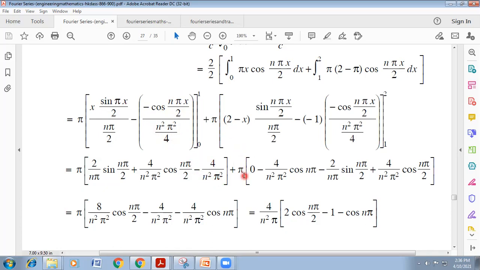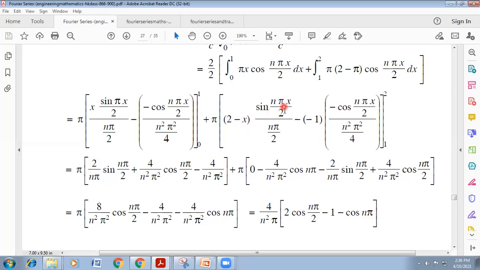Now plus pi. After putting x equals 2, 2 minus 2 is 0, so this will become 0. Then here putting x equals 2, the 2 will be cancelled, giving cos n pi. Minus minus plus, plus minus minus, this will become the inverse 4 by n squared pi squared. Then putting x equals 1, 2 minus 1 is only 1.